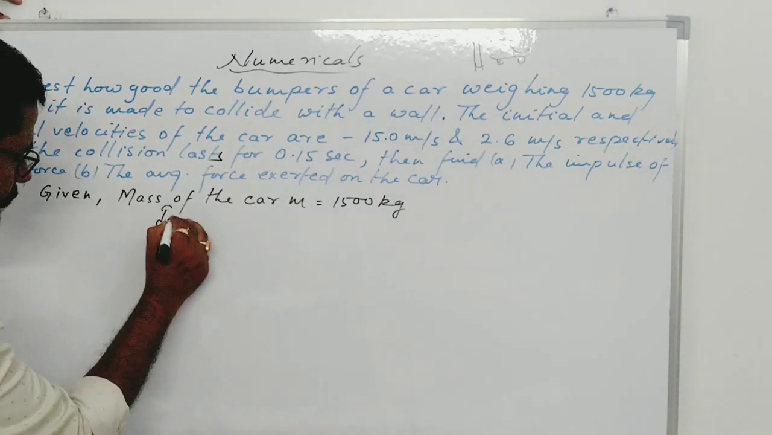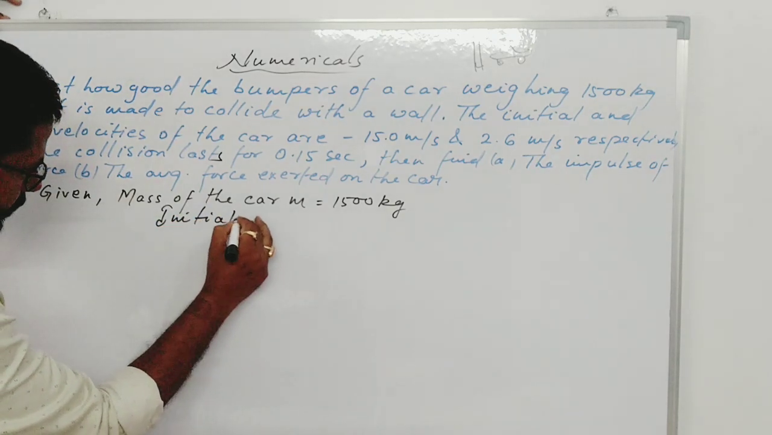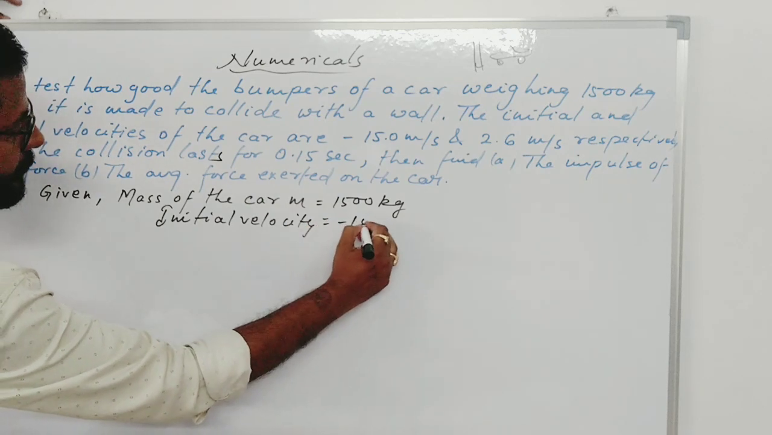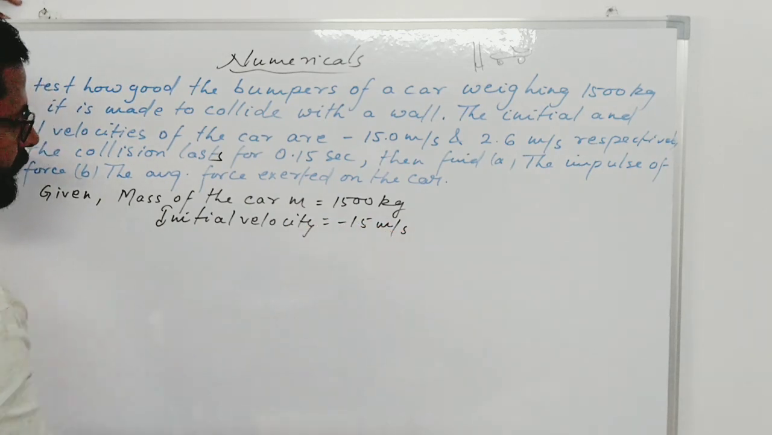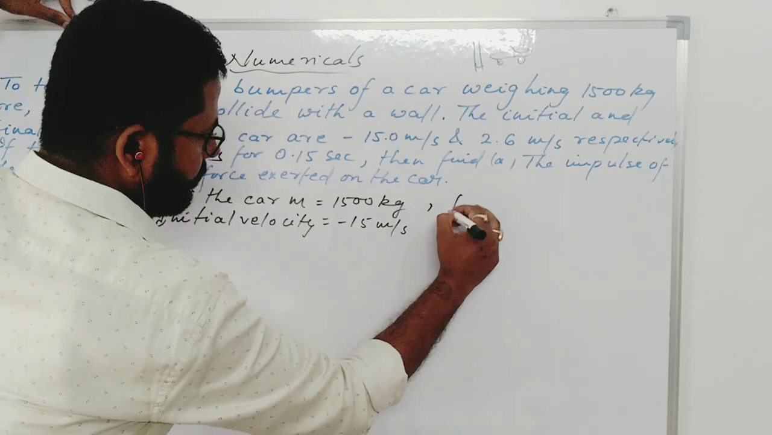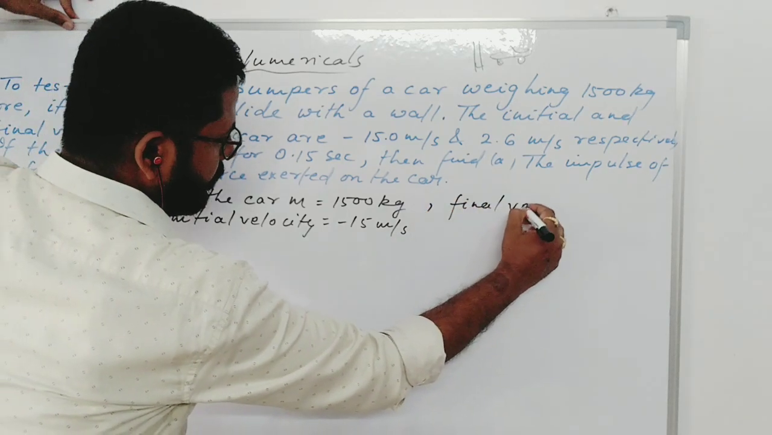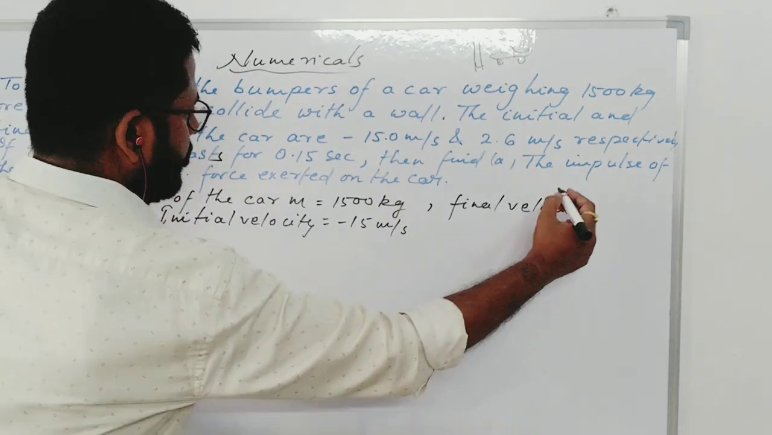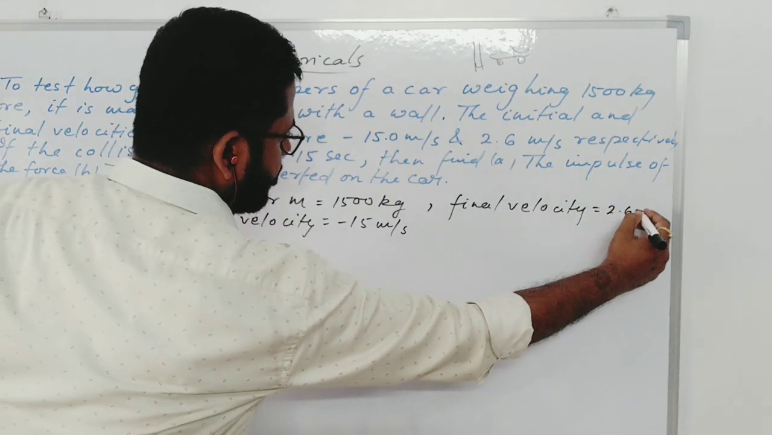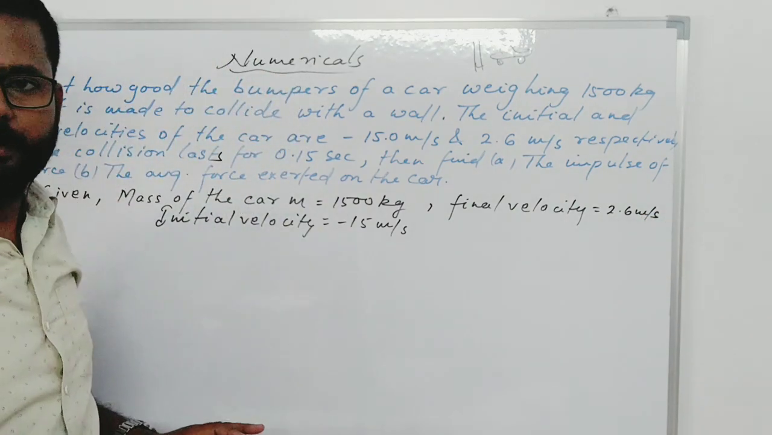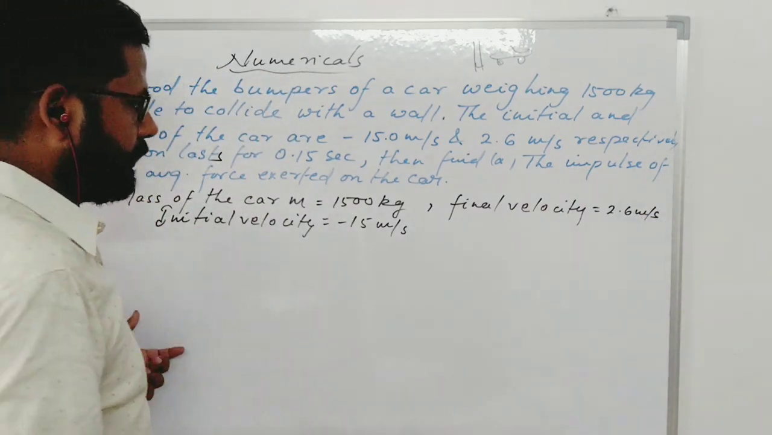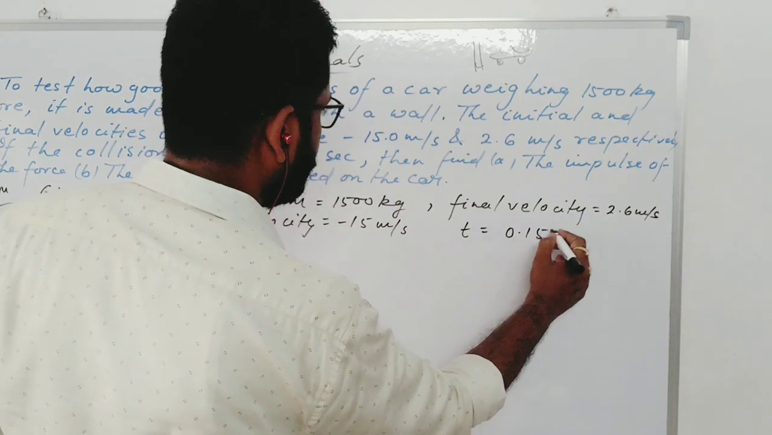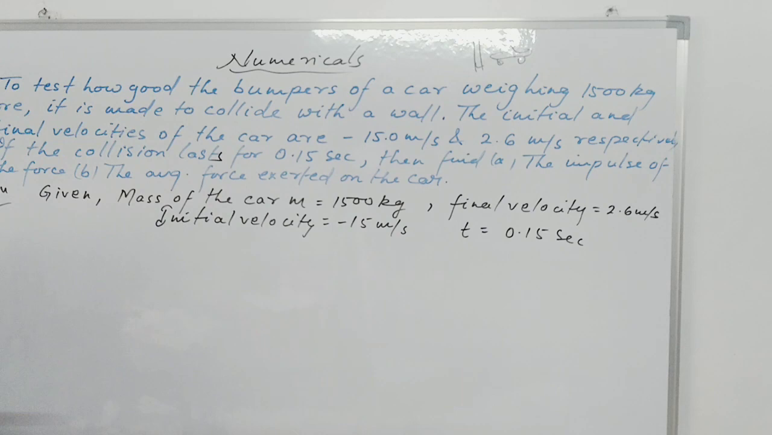Initial velocity is equal to minus 15 meter per second. After that, final velocity is equal to 2.6 meter per second. Now after that, time is given, 0.15 second. Now what we have to find?